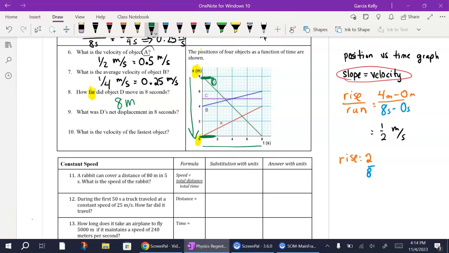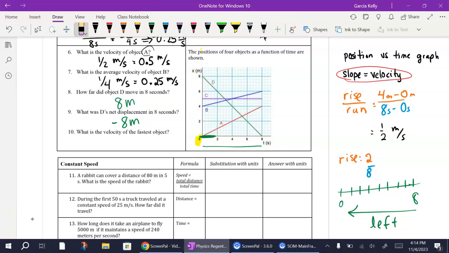What is the displacement in 8 seconds? Well, it went backwards, because instead of starting at 0 and moving forward, it started at 8 and moved to the left, also to the west. So the displacement would just be 8 meters negative, or 8 meters west, or 8 meters to the left.